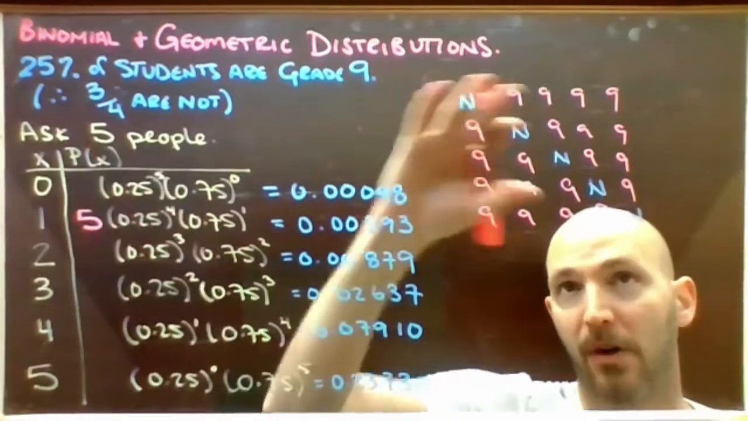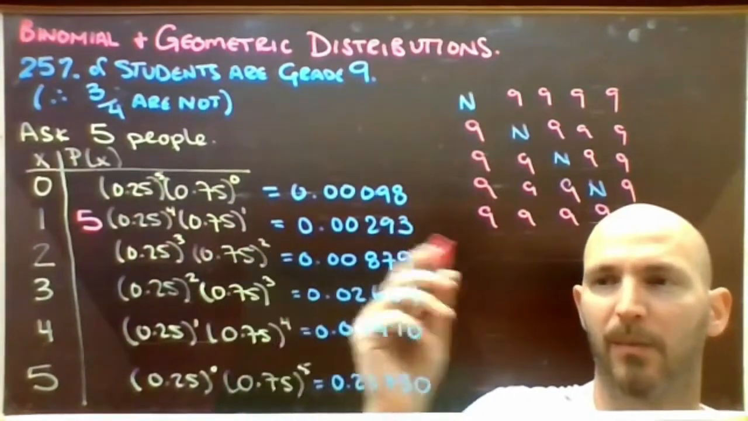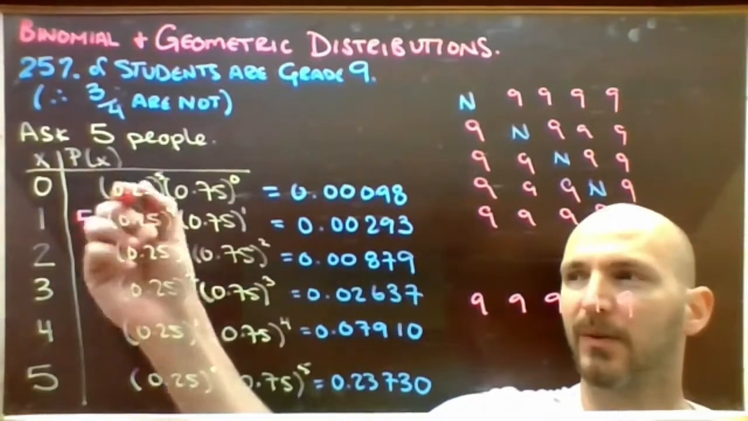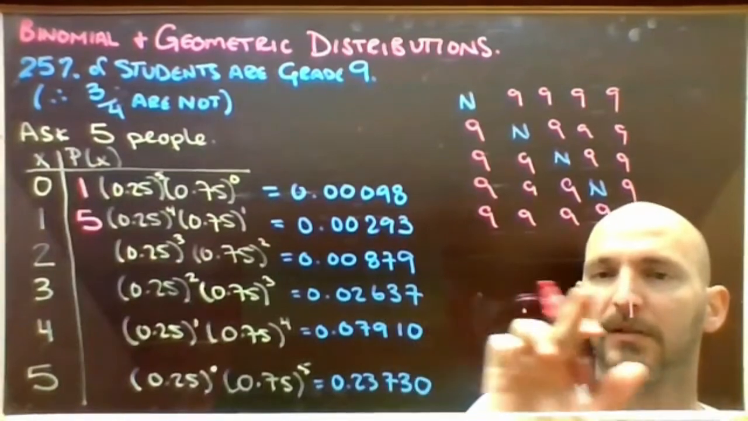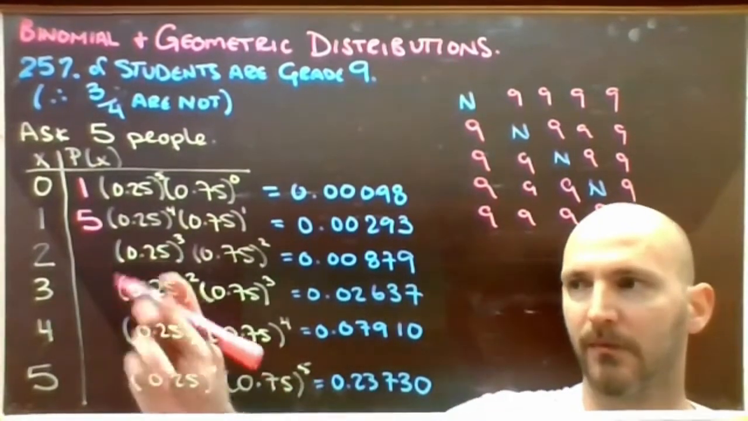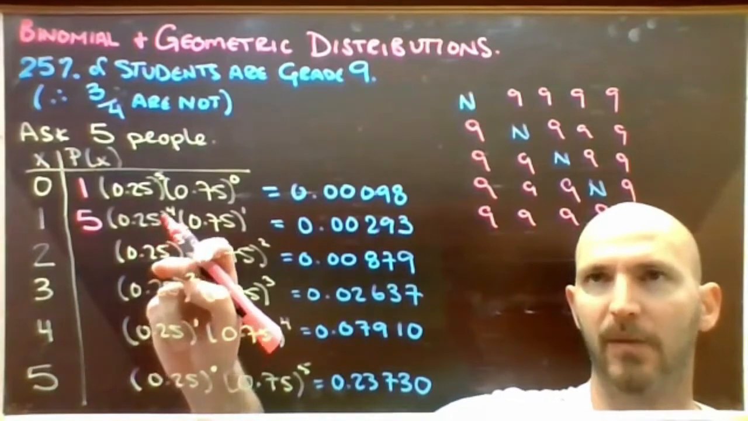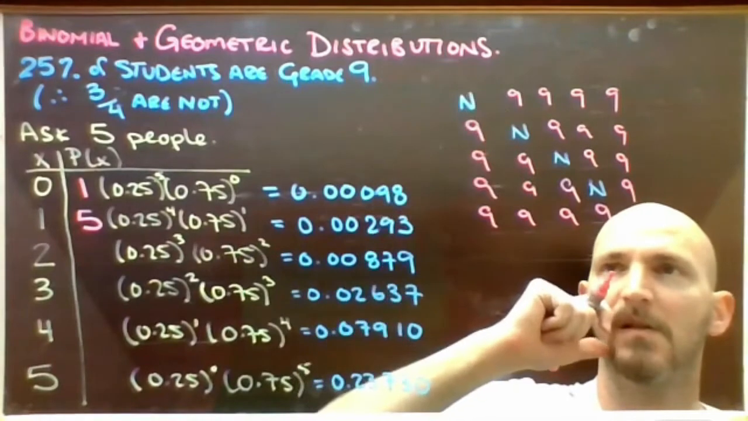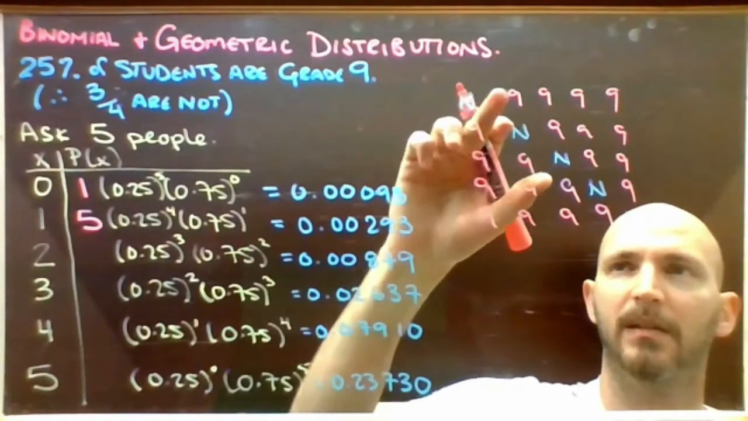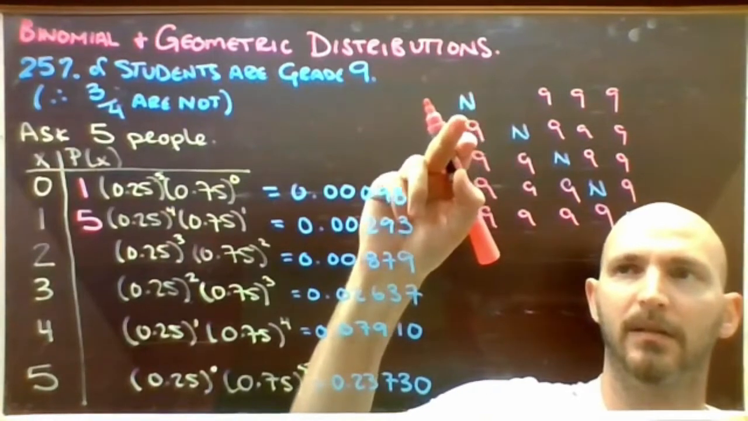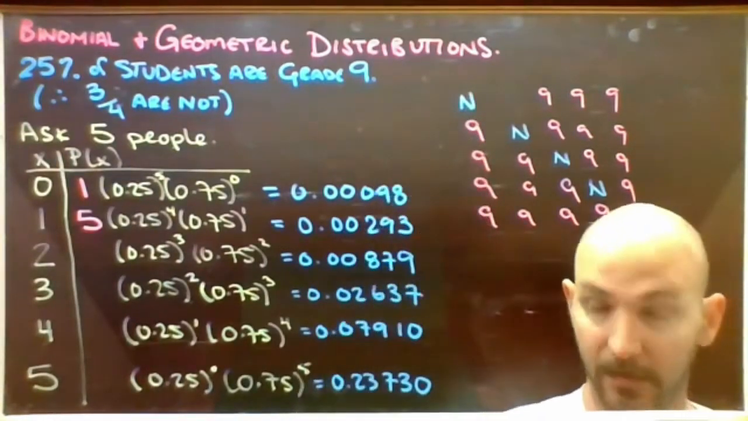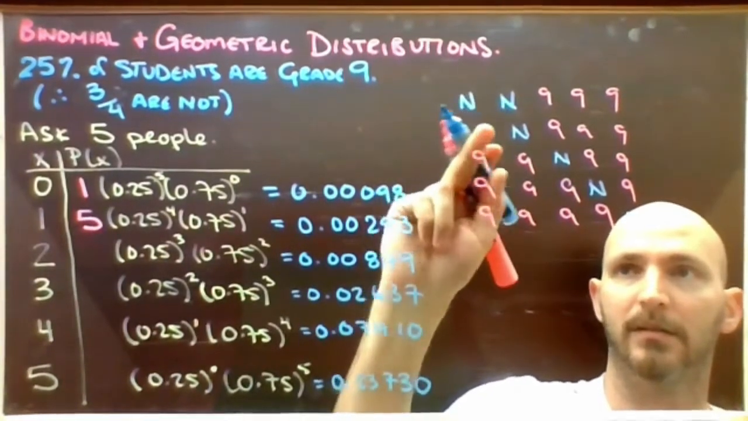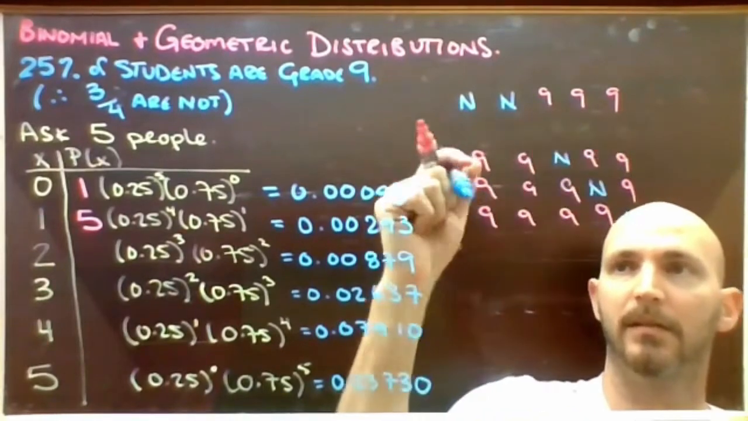This one here, where they're all grade 9s, well, there's only one way to write that. He's a 9, he's a 9, he's a 9, he's a 9, he's a 9. So there's only one way for this one to occur. For this one, I've only got 3 9s and 2 non-9s. So they could have been like this. They could have been like this.